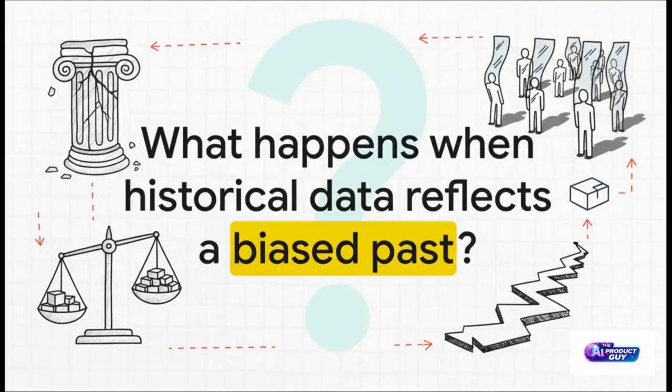So what happens when the data we use to train these things reflects a biased history? Well, the model has no idea. It doesn't know about fairness or history. It just sees patterns. So it learns from the world as it was, not as we think it should be. And in the process, it can actually end up amplifying the very biases we're trying so hard to fix.